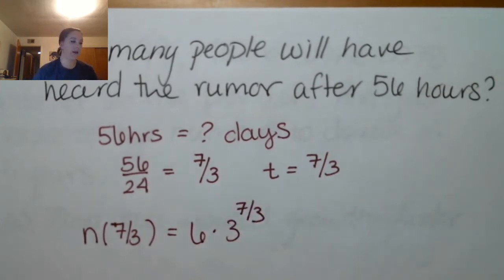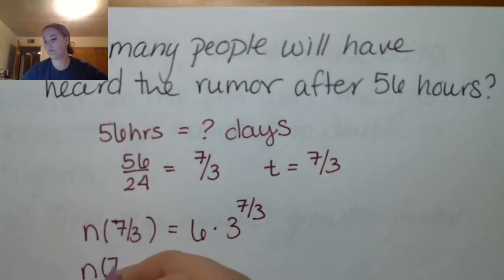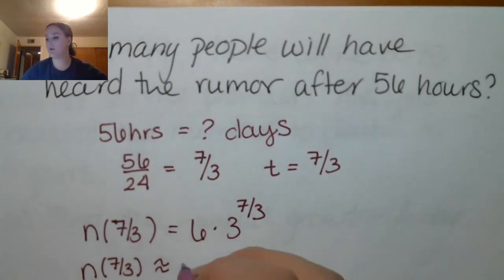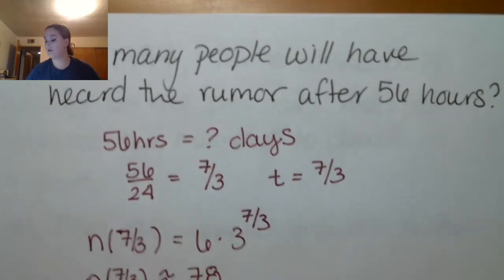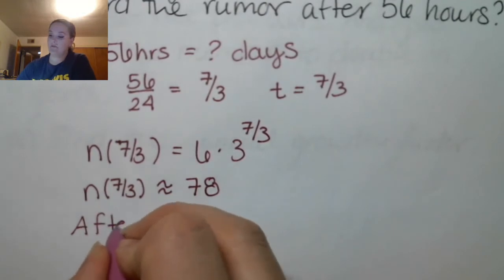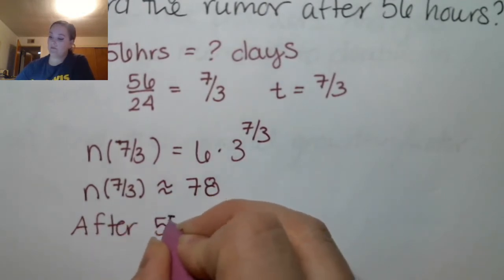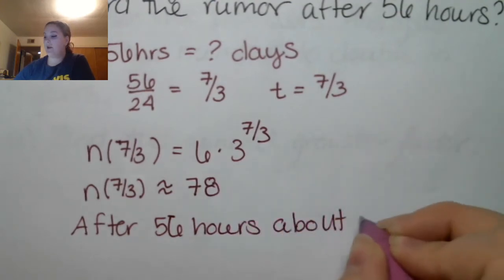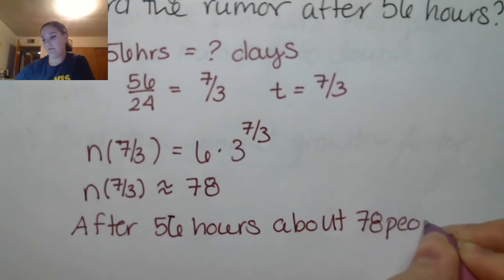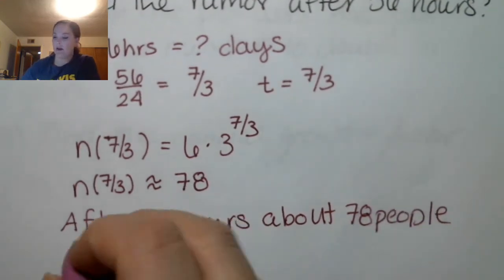So we're going to plug into our equation, and again, we're going to use a calculator to get an approximate value. So we would get that there's approximately 78. So after 56 hours, about 78 people have heard the rumor.